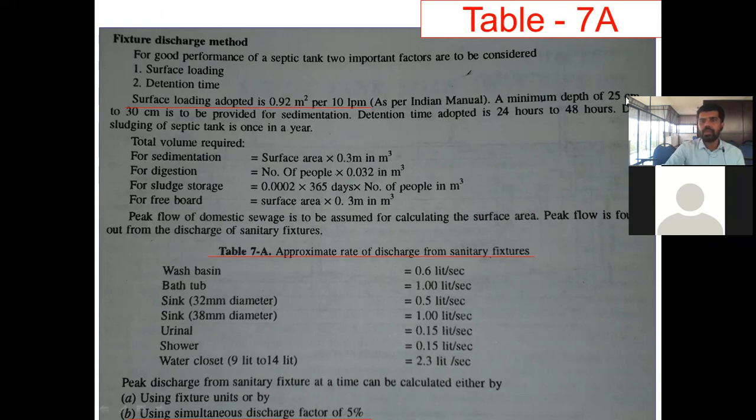A minimum depth of 25 to 30 centimeters is provided for sedimentation. Detention time adopted is 24 hours to 48 hours, or 1 to 2 days. Desludging of the septic tank is once in a year. We have already seen one method, S into D into P divided by 1000. So here also detention time is 1 to 2 days, and desludging is once in a year. In order to find the volume of the tank, you have to calculate all these things.